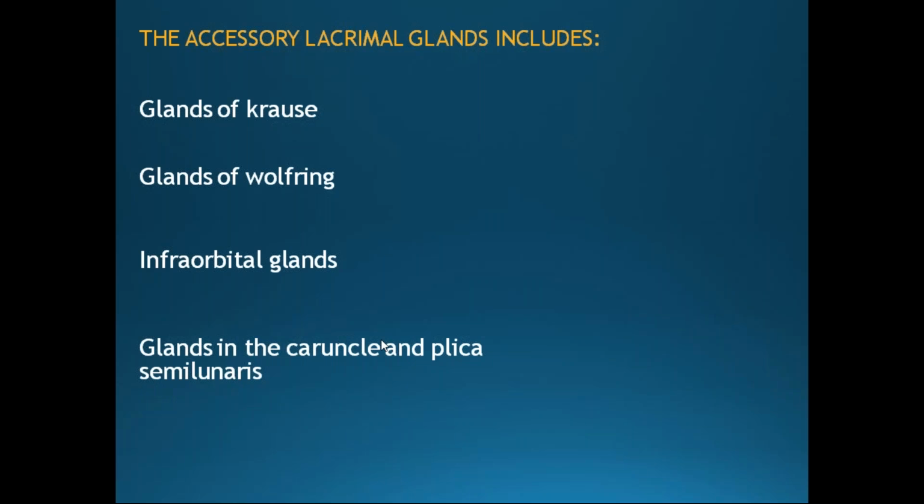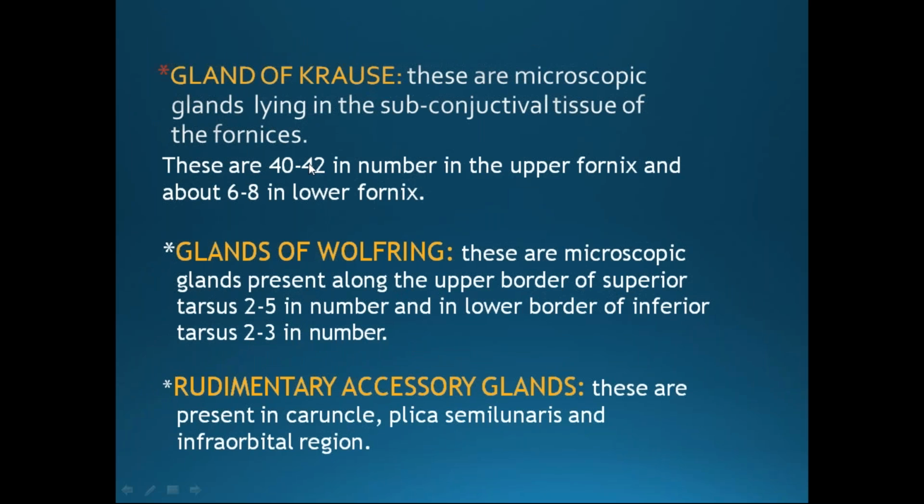Glands of Krause are microscopic glands lying in the subconjunctival tissue of the fornixes. They are mainly present in the upper fornix, about 40 in number, and about 6 to 8 in the lower fornix.